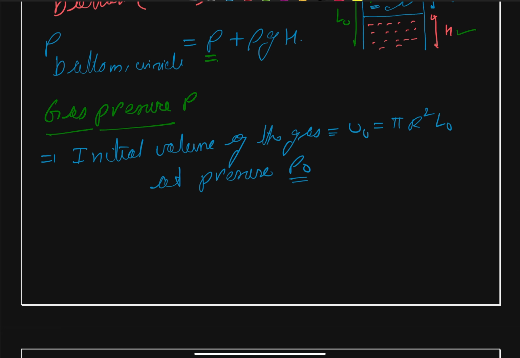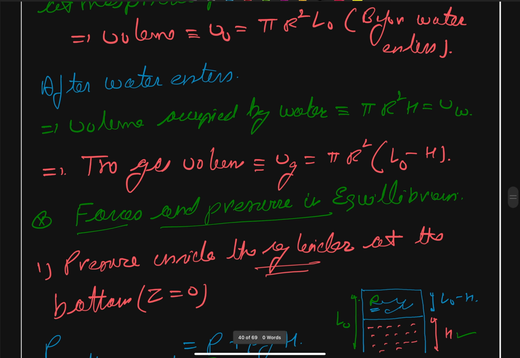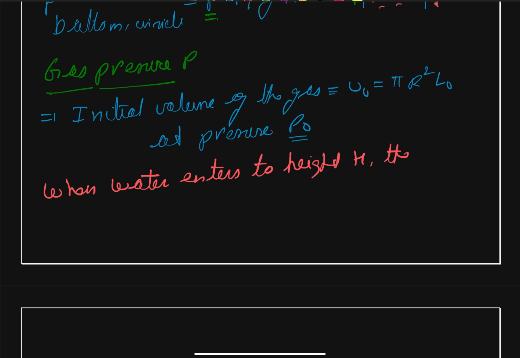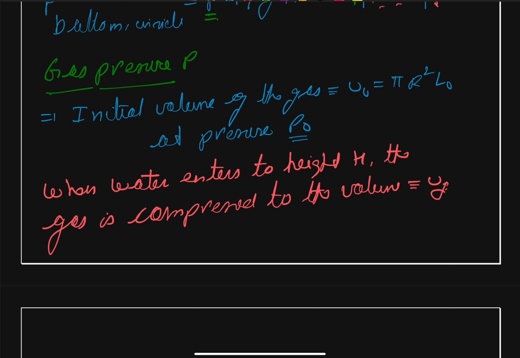And we also said that our compressed volume, which we called Vg, so we can say that when water enters to height h, the gas is compressed to the volume, and we call this Vg, and this Vg will be equal to pi r square times L0 minus h.